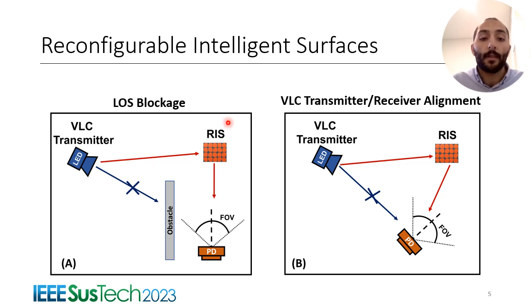One of the viable solutions researchers propose to overcome such challenges is to introduce what we call reconfigurable intelligent surfaces in the communication environment. First of all, to define these RISs, they are low-cost elements that are able to reconfigure the incident signals to improve the communication performance.